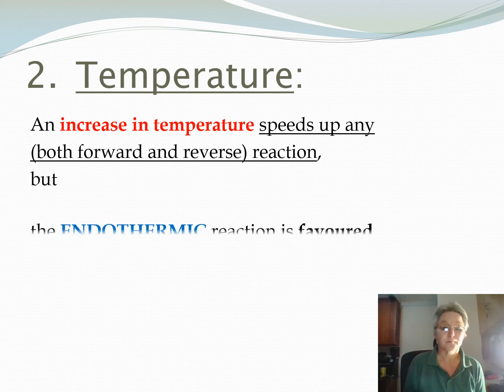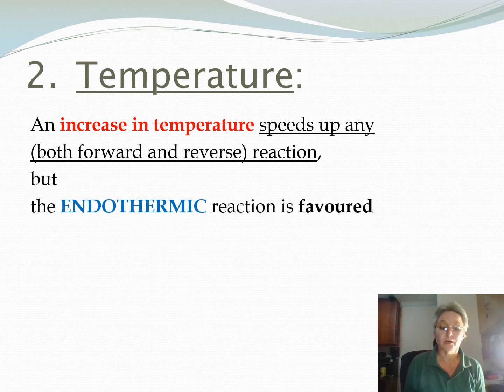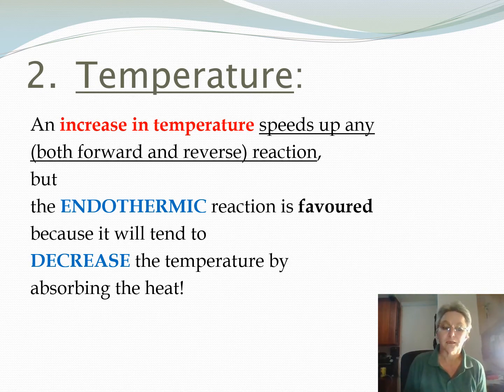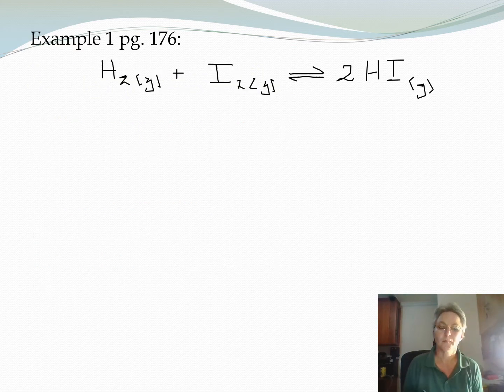But the endothermic reaction will be favored because it will try and remove the excess heat that was caused by increasing the temperature. Okay, so the endothermic reaction is favored by an increase in temperature because it will tend to decrease the temperature by absorbing the heat. We're going to look at example 1 on page 176. It's under the heading changing temperature.